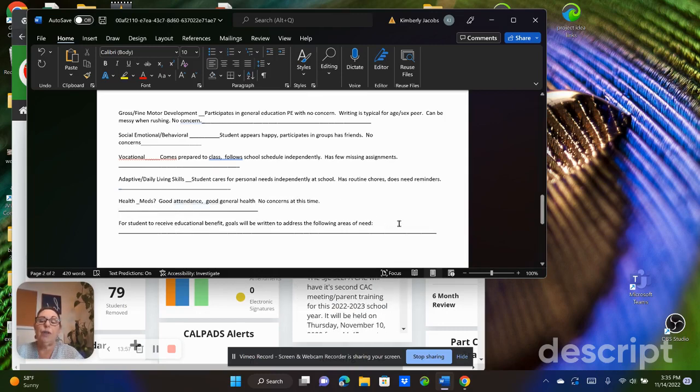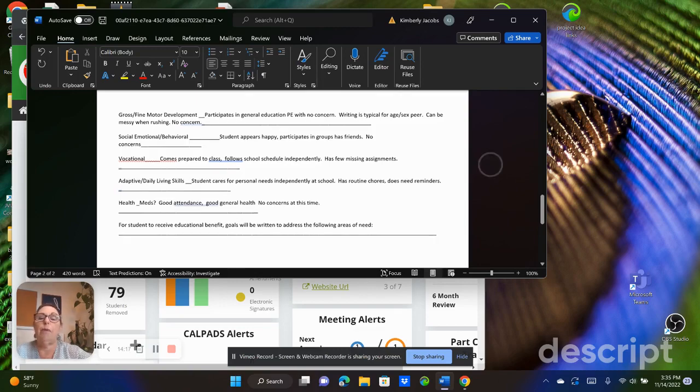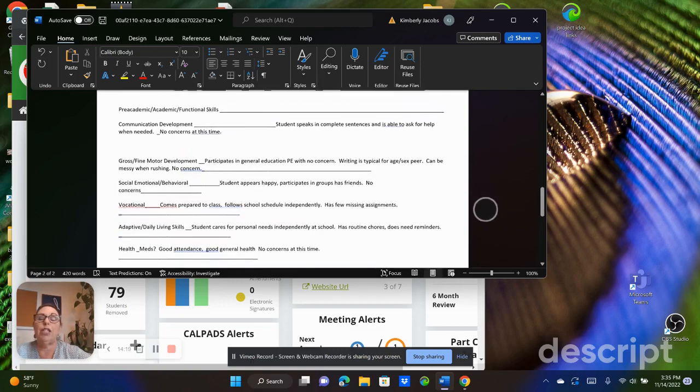And then for the student to receive educational benefit, this is on my present levels page. It's going to be somewhere in your IEP. I don't know if it'll be on present levels, but what benefit and goals will need to be addressed for this student to make for success in school. So that's pretty much how to do your present levels. Sample sentences that you can type in.